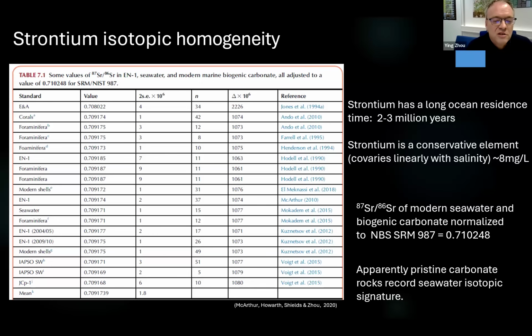So when you look at the concentration of strontium in the ocean compared to how much is coming in through rivers and how much is coming in through hydrothermal exchange, strontium sits around an ocean for a very long time relative to the ocean mixing rate, which is 3 orders of magnitude shorter. Strontium is therefore a conservative element. It co-varies linearly with salinity, is about 8 milligrams per liter.